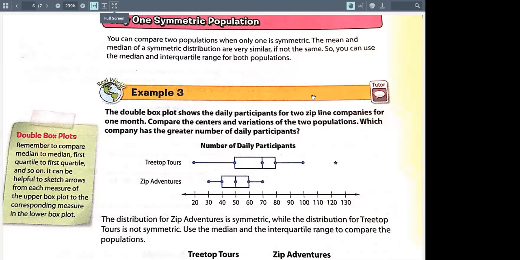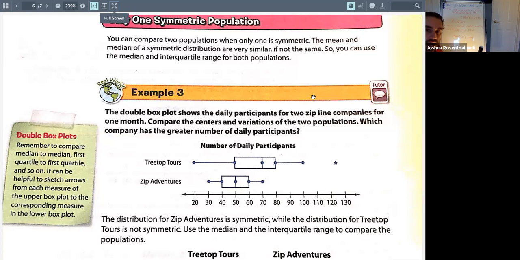Yes. So the data on the left of the median for Treetop Tours in the interquartile range, to the left of the median bar, that data is further away. It's still in the interquartile range, but it's further away from the median than the data on the right. The data on the right is clumped near the median. So when you go above 70, what are they measuring? 70 what? Daily participants, right? 70 participants is the median amount. When you go above 70, you have a lot of occurrences close to 70, between 70 and 80.